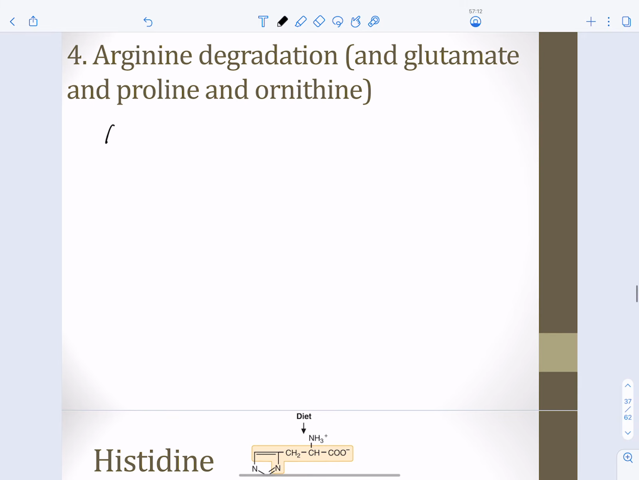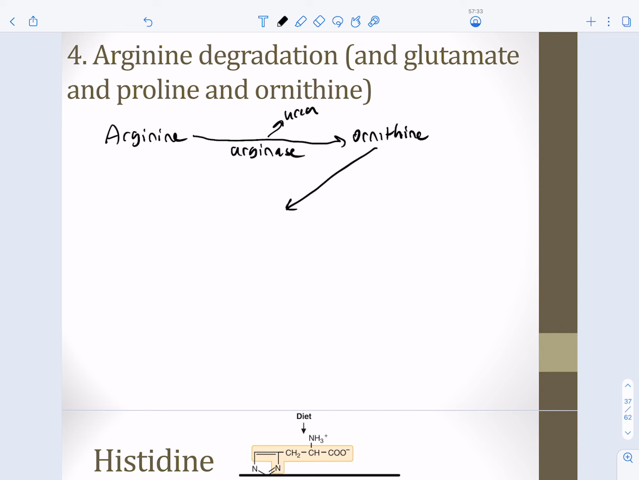So we have arginine, and this can go, through arginase, to ornithine, and this will release urea, and that's part of the urea cycle. And then ornithine also can become citrulline, and that's through the carbamoyl phosphate. And then this can, through the urea cycle, go back to arginine.